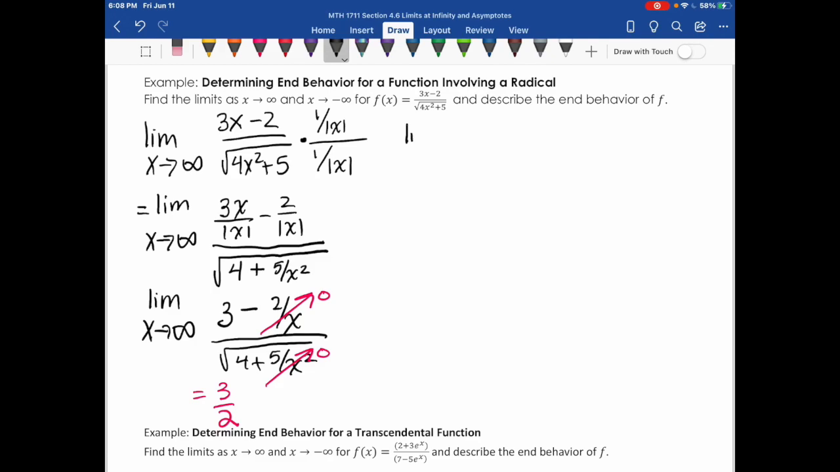Now let's do it from the other side. I'm going to take the limit as x goes to negative infinity of 3x minus 2 over the square root of 4x squared plus 5. And I'm going to use the same trick.